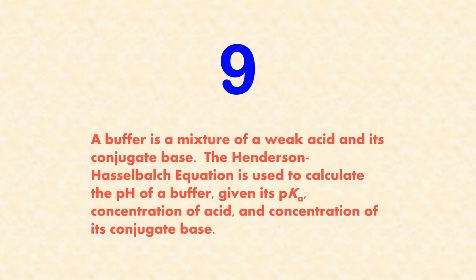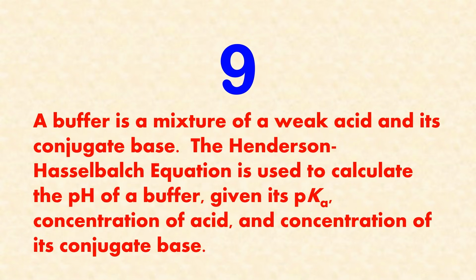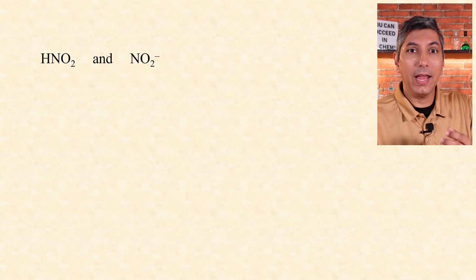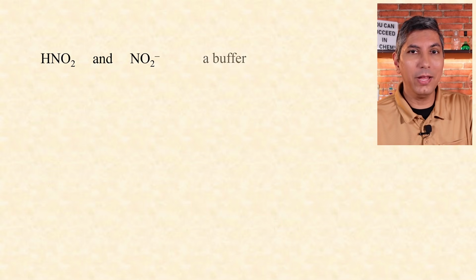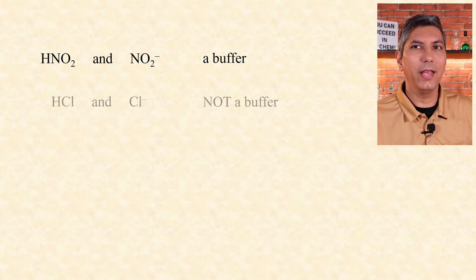Number 9. A buffer is a mixture of a weak acid and its conjugate base. The Henderson-Hasselbalch equation is used to calculate the pH of a buffer given its pKa, concentration of acid, and concentration of its conjugate base. Since a buffer is a combination of a weak acid and its conjugate base, HNO2 and NO2 negative would be a buffer.